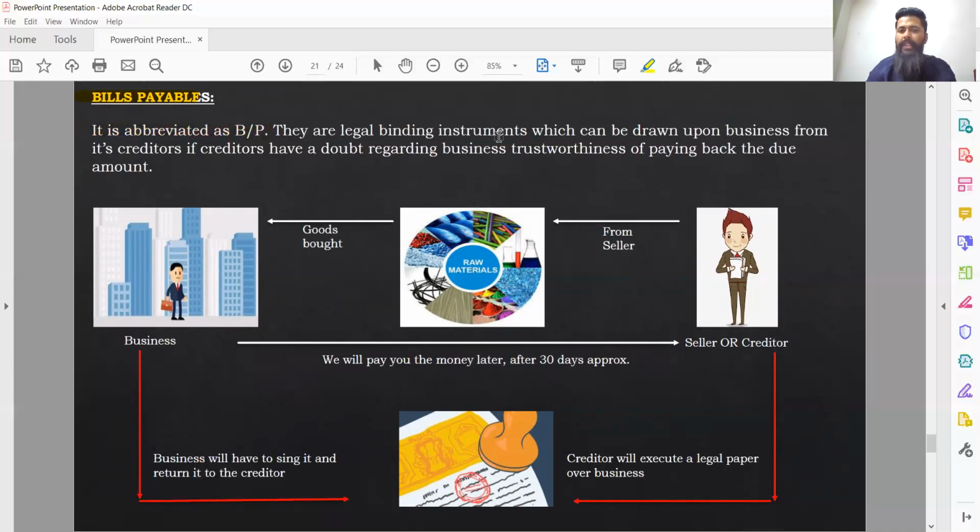They are legally binding instruments which can be drawn upon the business by its creditors if creditors have a doubt regarding the business's trustworthiness of paying back the due amount. So if the seller or creditor is of the opinion that we might refuse to pay him back the requisite sum of money, then what can the seller do? He can execute a legal paper, a binding paper over us. So it will be a legally binding instrument, and now the business cannot deny discharging its liabilities after the aforementioned period of time. If the business does so, then it should get ready to face legal complications.